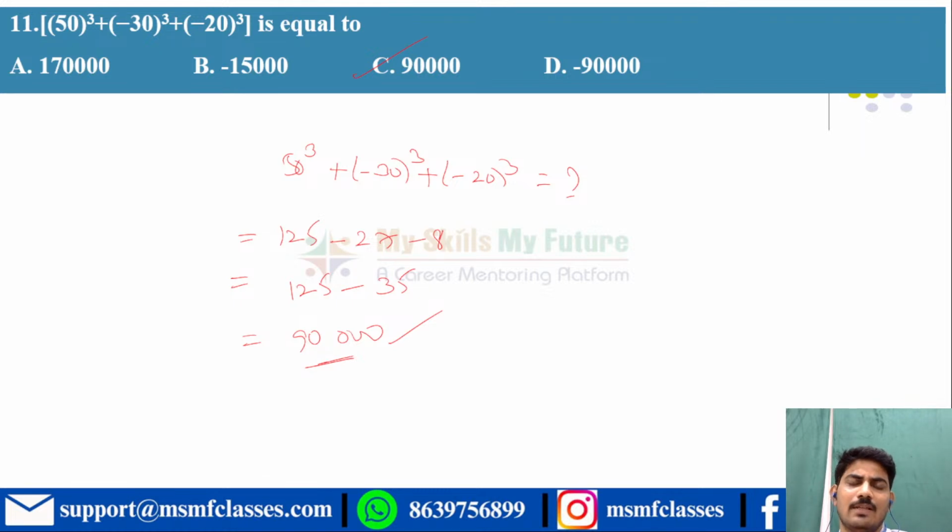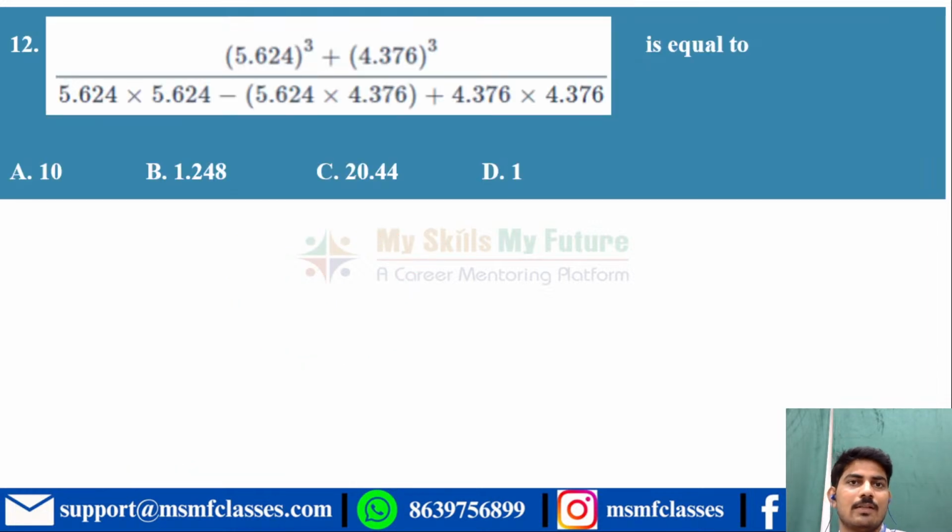These are very easy level questions. All you need is to be good at simplifications here. Let's go for the next question. This is also a simplification level question. What is given in the question? 5.624 whole cube plus 4.376 whole cube divided by 5.624 into 5.624 minus 5.624 into 4.376 plus 4.376 into 4.376.